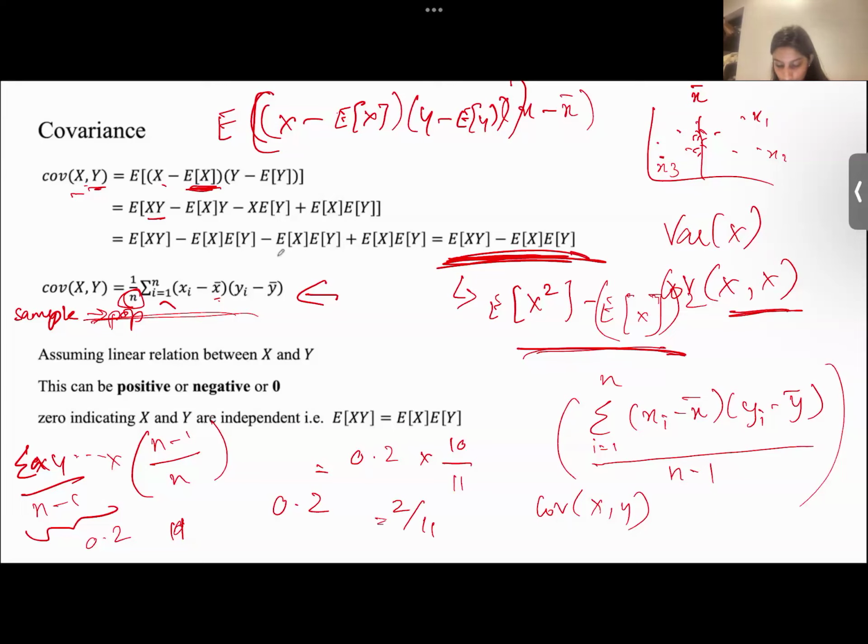Whenever you have assignment problems and you do it with R, you should not just write the answer you get from R as your final answer. You have to multiply it by n minus 1 divided by n because of this. Similarly, if x and y are independent, the joint expectation would be equal to the product of the expectation of x and the expectation of y.